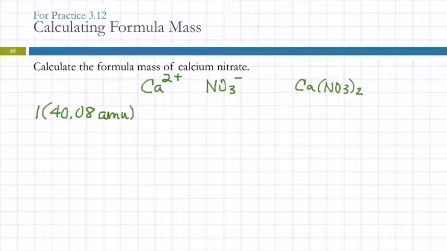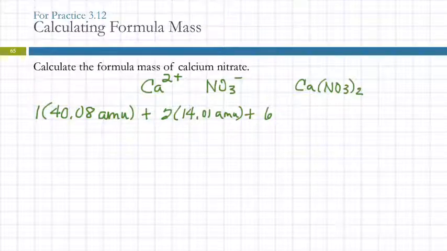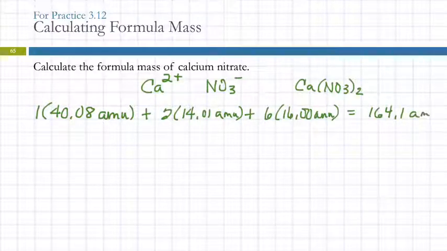How many nitrogens are in the formula? 2, because there's 2 packages of NO3. 2 times the mass of nitrogen. Each nitrogen is an average mass of 14.01 AMUs. How many oxygens? 6. 6 oxygens, 16.00 AMUs. So then you just add those up. 40.08 plus 2 times 14.01 plus 6 times 16. My calculator shows me 164.1 atomic mass units.